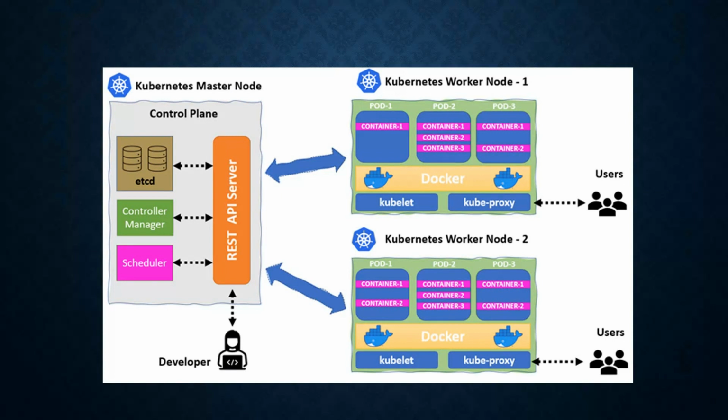So what are the components of a worker node? We have pods. We can see that under the pods there are different containers. In the containers the applications are running. We have Docker, and we have kubelet and kube-proxy. Let us try to understand one by one.